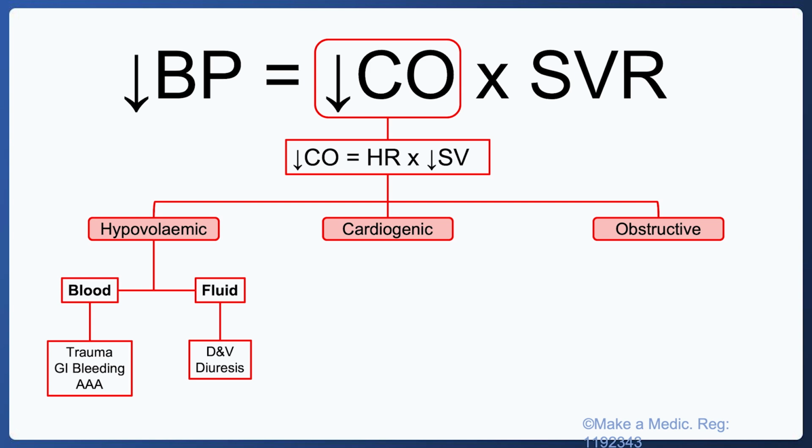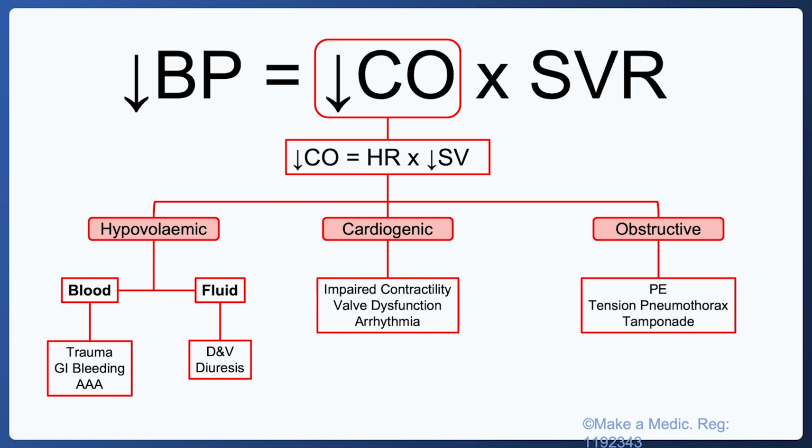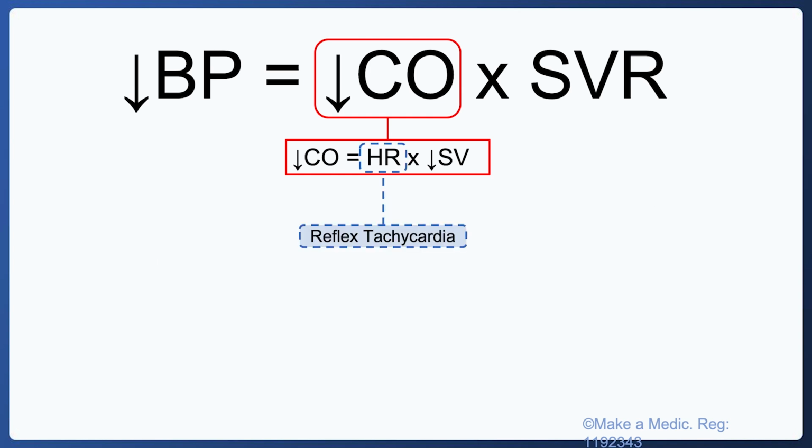Cardiogenic shock occurs due to an intrinsic cardiac defect that impairs output. This includes impaired contractility, for example due to a myocardial infarction, valvular dysfunction, and arrhythmias that can affect ventricular filling. Obstructive shock is a rarer form of shock that occurs due to a mechanical obstruction of the heart and large vessels. This includes intramural occlusions, such as a large pulmonary embolism, and extramural occlusions, such as cardiac tamponade or tension pneumothorax. In cases of reduced cardiac output secondary to a reduction in stroke volume, patients with a functional autonomic nervous system should manifest a reflex tachycardia.